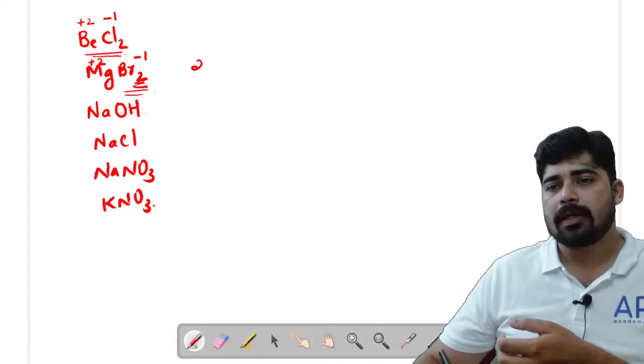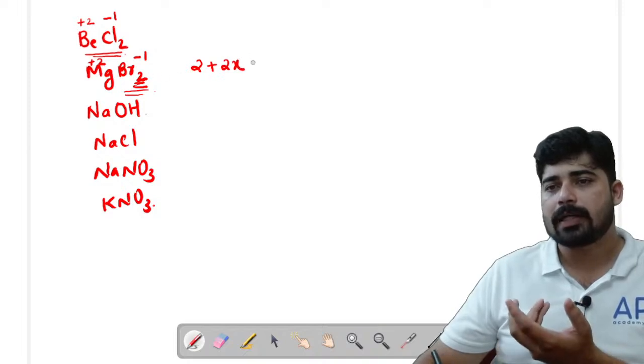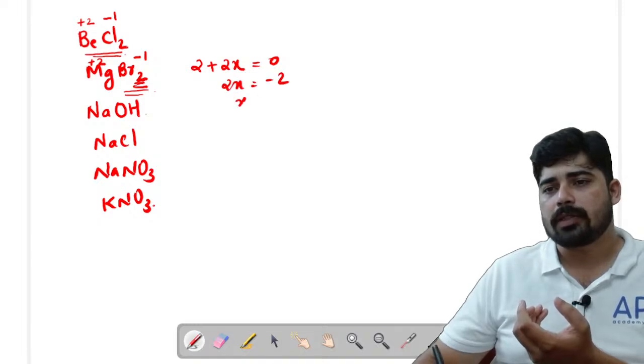We know that magnesium has oxidation state plus 2, and here I will put it as 2x, because we are finding the oxidation state of bromine, equal to 0. So 2x is equal to minus 2, so x equal to minus 1.